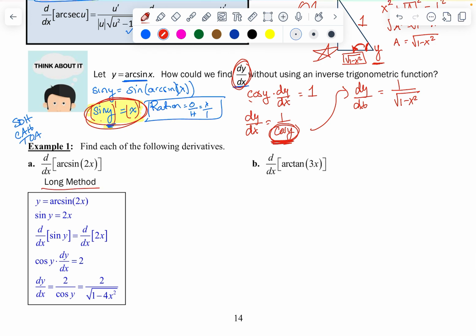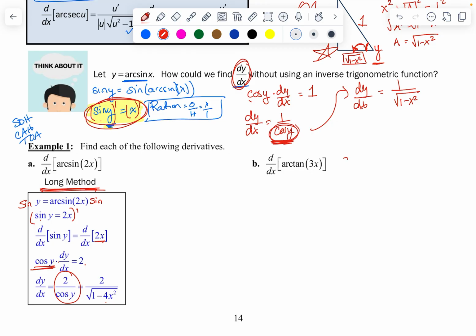So the long method for deriving inverse trig would be to do what we just did, right? Take sine of both sides. And then when you do that, you got sine of y equals 2x. You're going to implicitly derive. So you get the derivative of sine of y, which is cosine of y times dy dx. And the derivative of 2x is 2. And then you would solve for dy dx, which is 2 over cosine of y. And you have to draw your triangle to figure out what this bottom is.